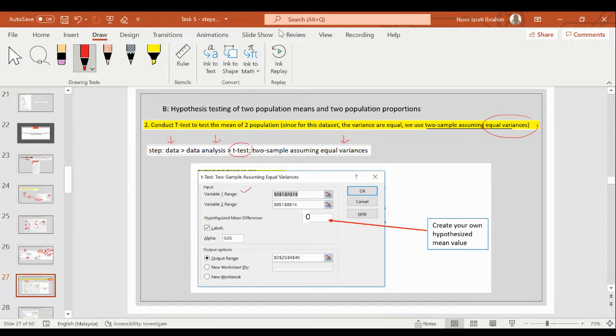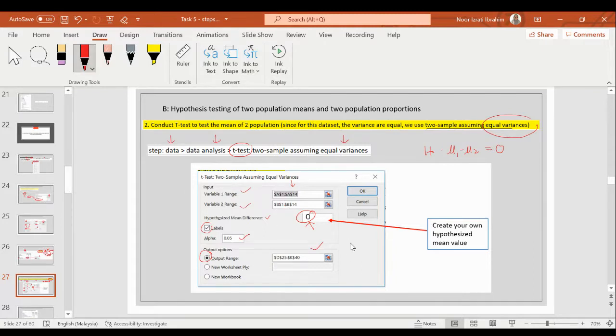So Variable 1 is still the category 1 data, Variable 2 is the category 2 data. Hypothesized mean difference, always set this as 0, because when we compare the two means, we make it mu1 minus mu2, and the H null is equal to 0. So the hypothesized mean is always 0. Pick the labels, because when we select the data, we select it together with the label. Alpha is always 0.05, and for the output range, you can choose any cell that you like to have your output.